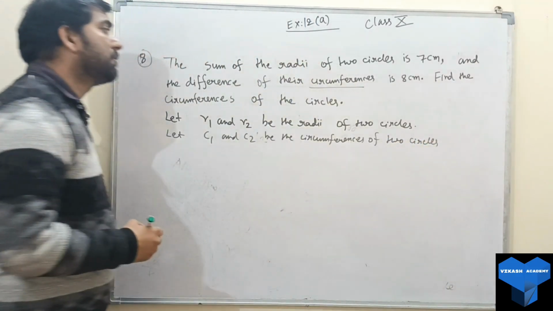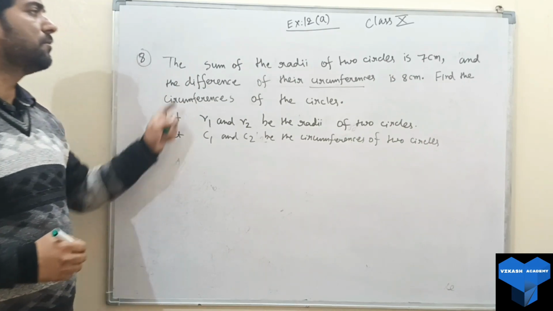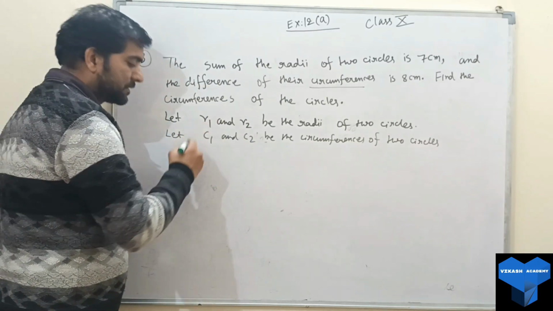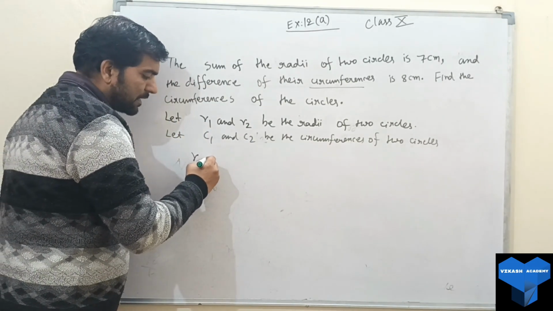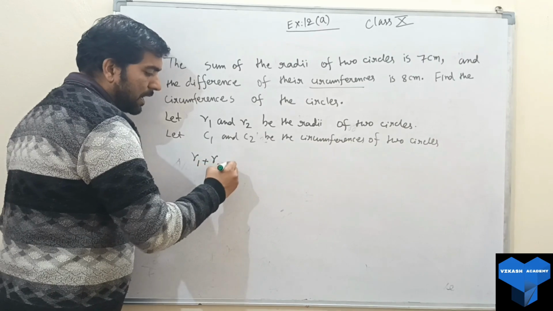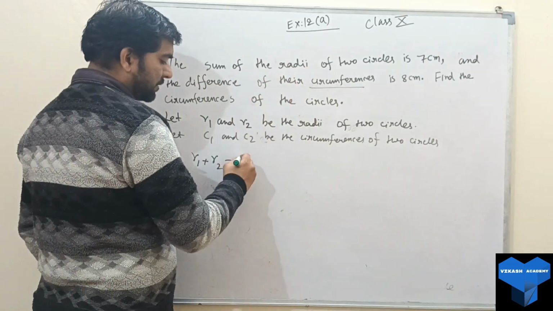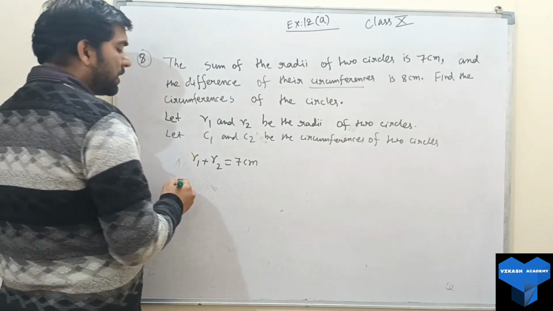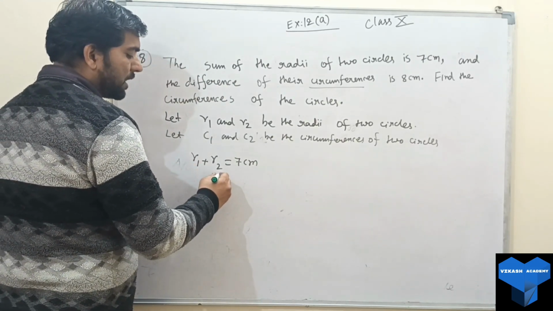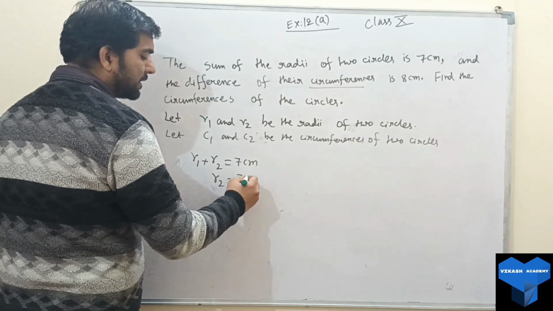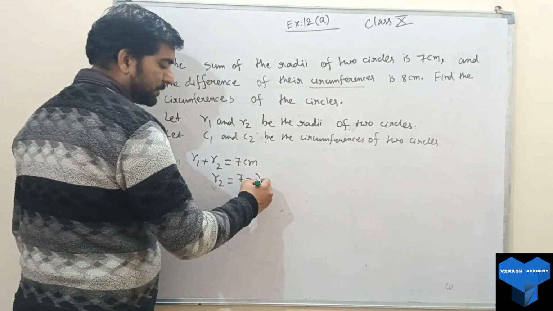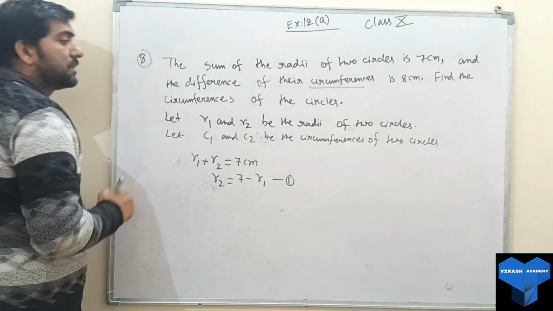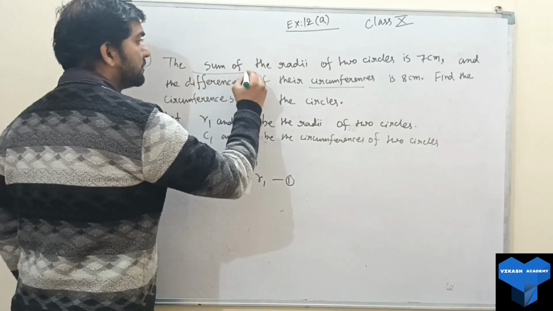Sum of the radii of the two circles is 7 centimeter, which means we add the radii. The radius of the first circle is R1 and of the second circle is R2, and the total given is 7 centimeter. From here you can find R1 or R2. I will find R2, so R2 is equal to 7 minus R1. We will write this as equation 1. The first line is done.